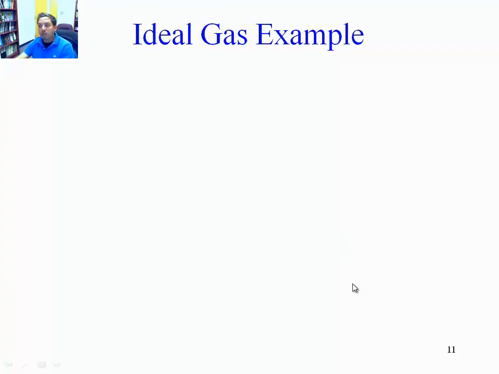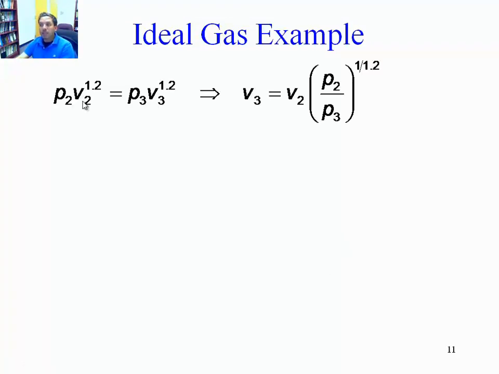Now let's go to state 3. In state 3, we know that the relationship P2V2 to the 1.2 equals P3V3 to the 1.2. We know that PV to the 1.2 equals a constant on that process from 2 to 3. Since we know P2, we know V2, and we know P3 because P3 is back to 1 bar, we can calculate V3. So V3 is equal to V2, solving from this equation, times P2 over P3 to the power of 1 divided by 1.2.